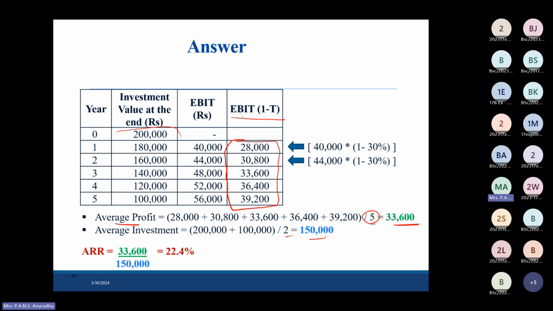So then you will get accounting rate of return of 22.4%. So this is the answer. Now this 22.4%, in order to assess the project, you can compare with the project cost of capital or company cost of capital. If project risk and the company risk are the same, then company cost of capital you can take as the project cost of capital. In practice, this cost of capital is used to compare with the accounting rate of return.